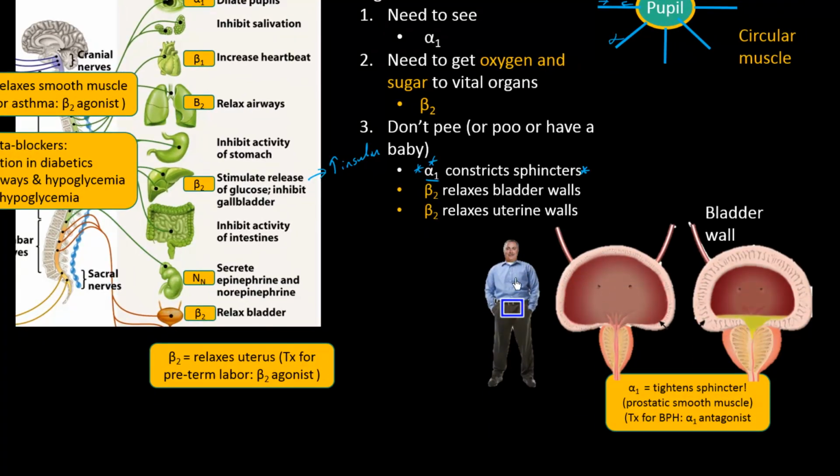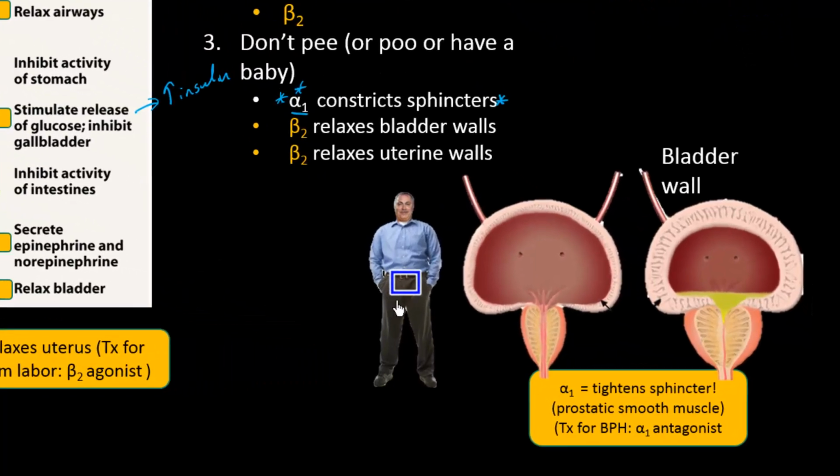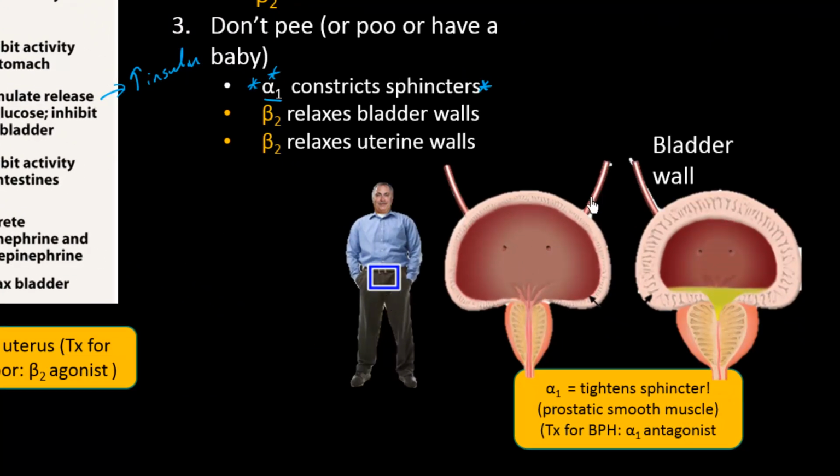So let's look at this guy right here. So here's our friendly gentleman, and we are zoomed in on his bladder. And what we're showing here is that this is a prostate. Here's the bladder wall. This guy has benign prostatic hyperplasia, BPH, an incredibly common problem in older males. And so, as we said, alpha-1 contracts. The alpha-1 is contracting this kind of sphincter to the bladder. This is the prostatic smooth muscle.